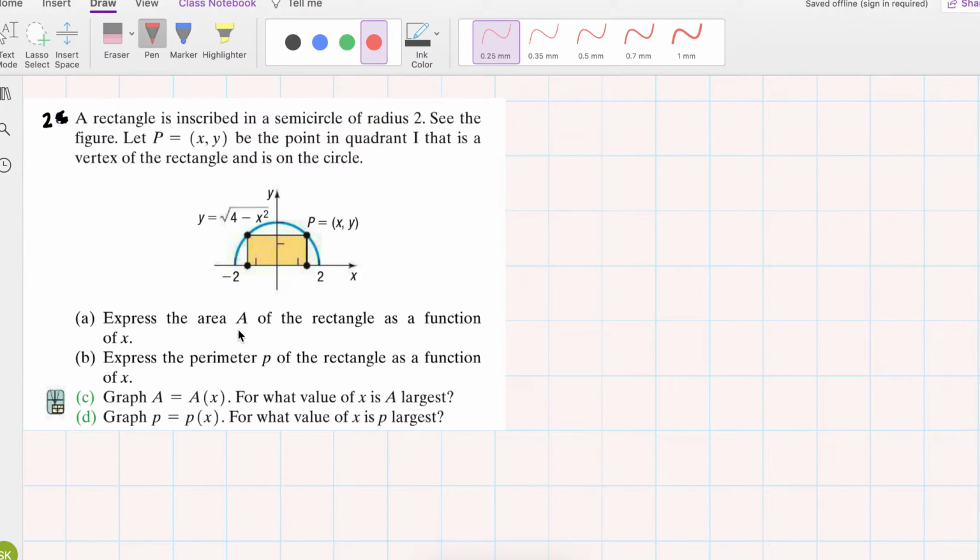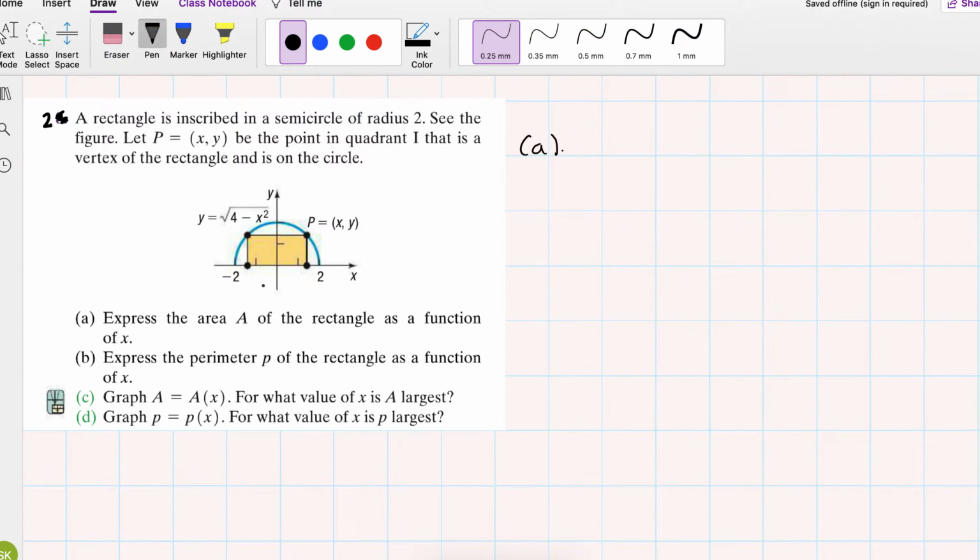I want to express the area, A, of the rectangle as a function of x. So I want a function that is only in terms of the variable x, so no y's in that function. And I also want to express the perimeter, which is the sum of the sides, as a function of x as well. Then I want to graph these two functions, the area function and the perimeter function. So let's start with part A.